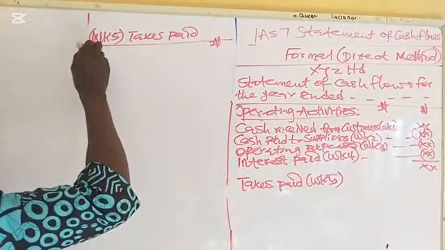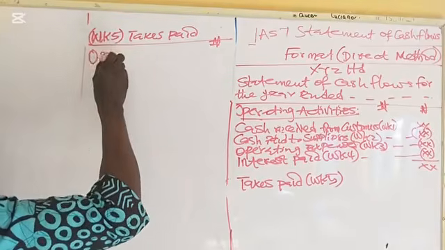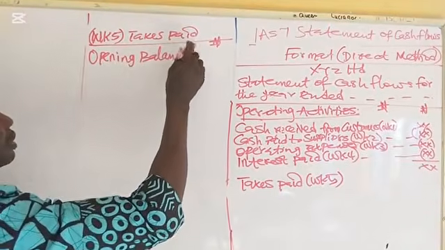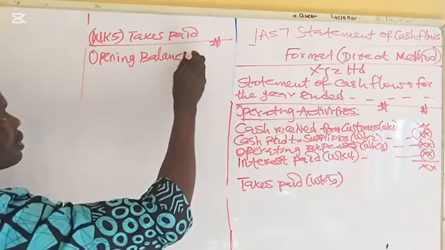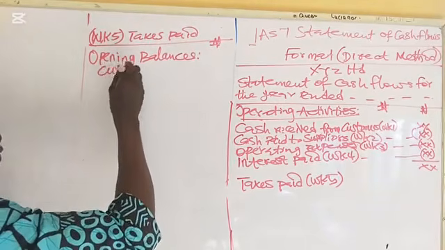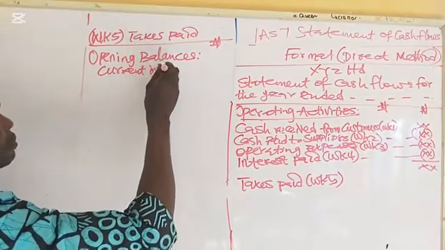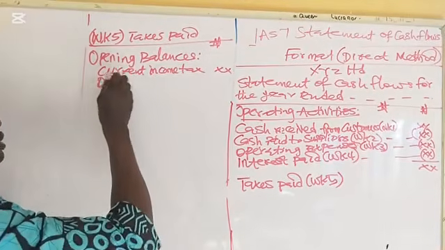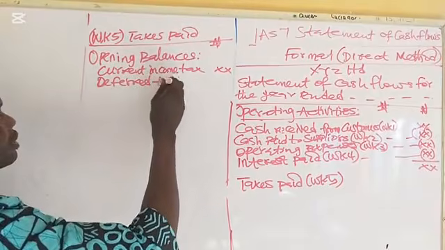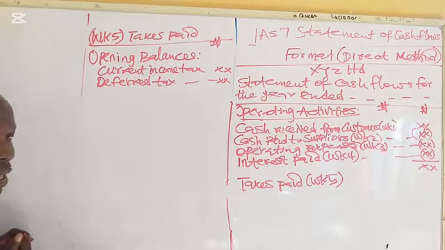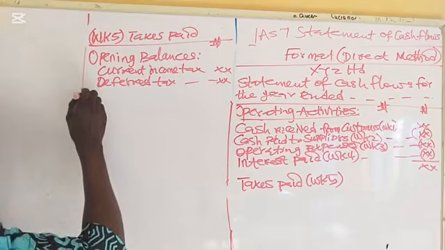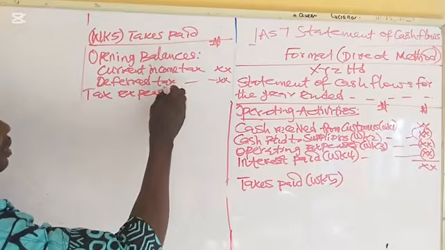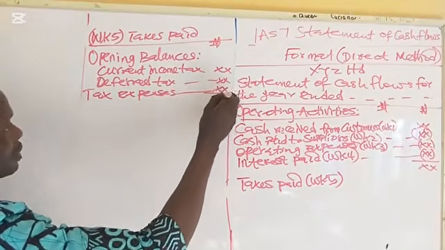As usual, you start with what? Opening balances. We have current income tax, deferred tax. We start with the opening balance of both. Then you now have tax expense, the amount expense that starts in the statement of profit or loss.